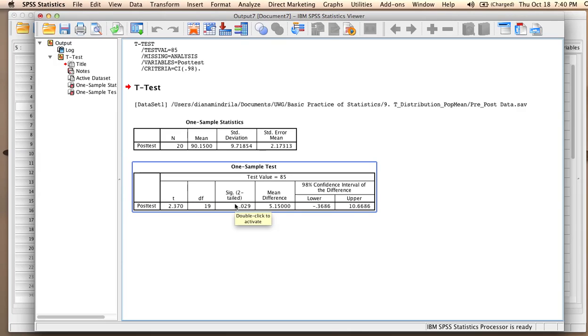Because our alternative hypothesis was two-sided, then we don't have to transform the significance level in any way. If our alternative hypothesis were one-sided, then we should have divided this significance level by 2 to obtain the p-value.